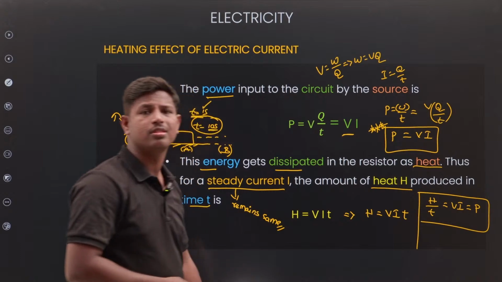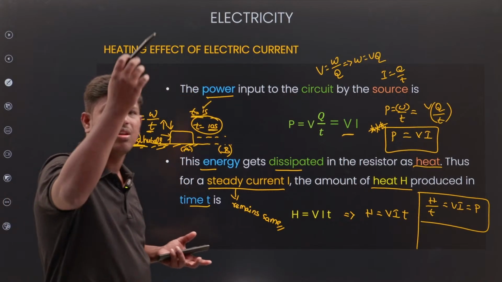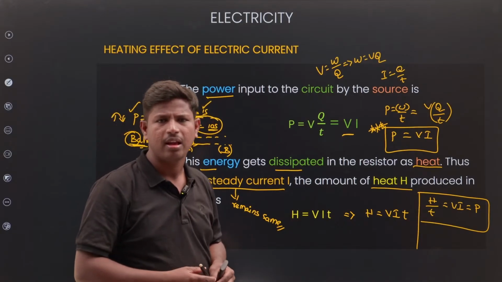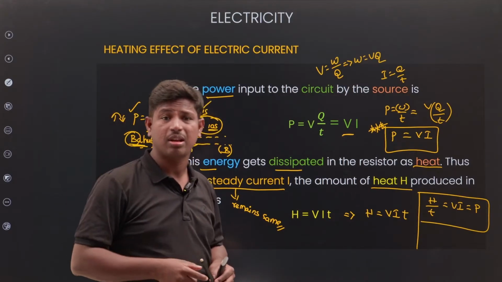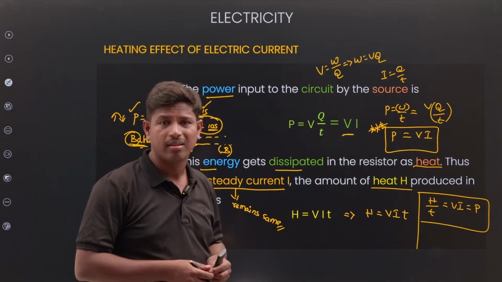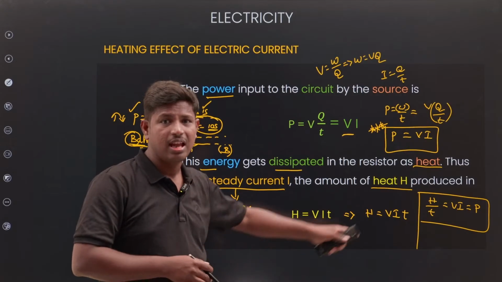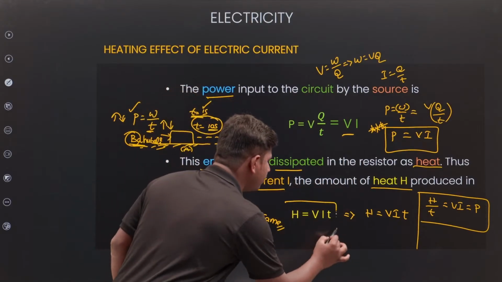Okay, heat produced per time. If you use a fan continuously, I am using one company's fan, you are using another company's fan. Another company's fan produces more heat in the same time. Who is having more power? Time taken less, power is more. Okay, H is equal to VIT.